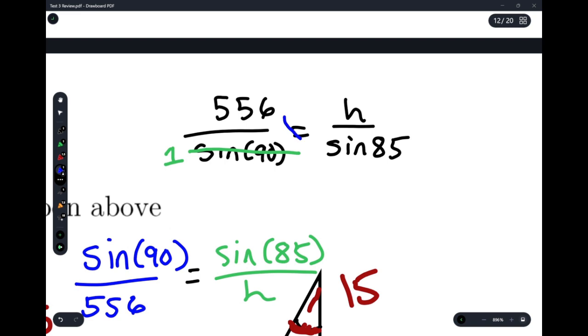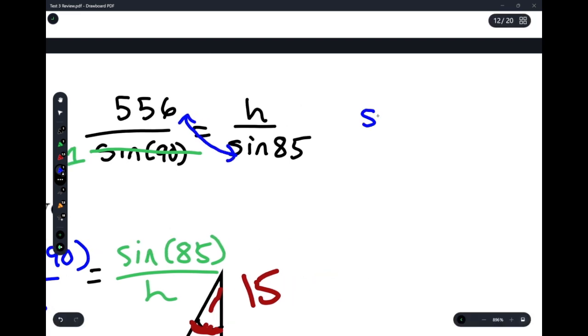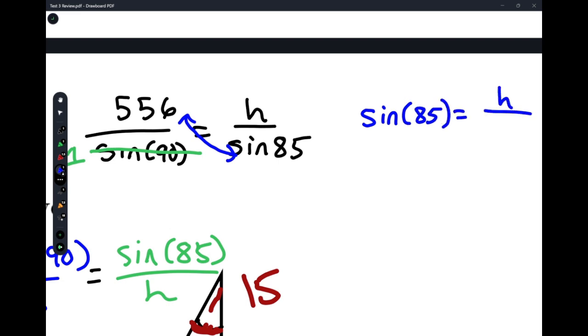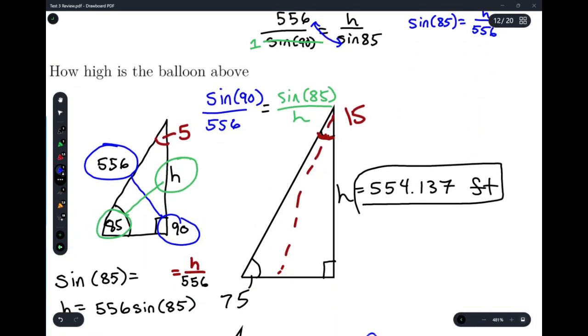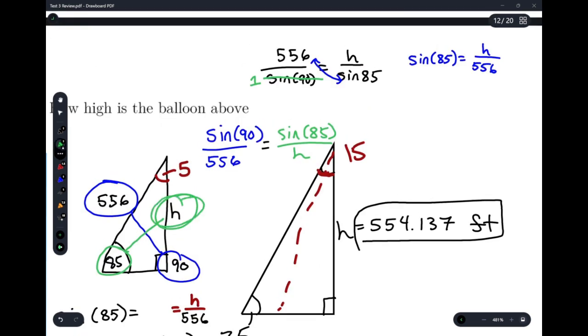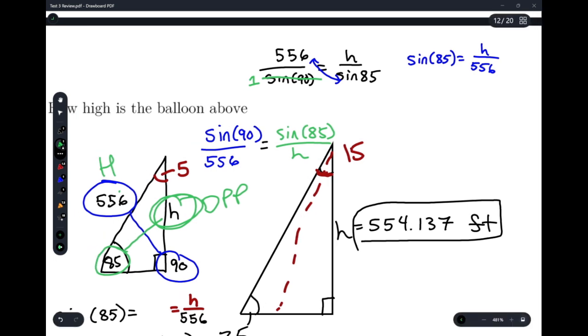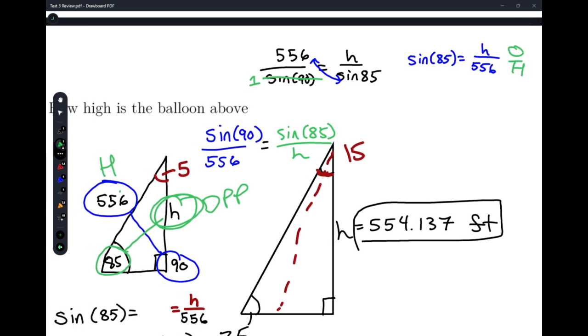Now switch these two. Do a little cross multiplication to switch the top and the bottom. And now you've got the sine of 85 is equal to h over 556. H was the opposite side. 556 was the hypotenuse. So we ended up with opposite over hypotenuse anyways. I just took a really short way to get there. Yes, you can use law of sines.